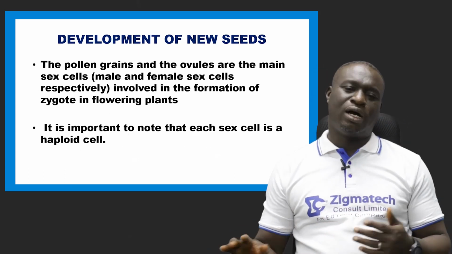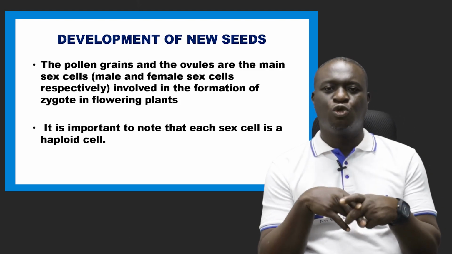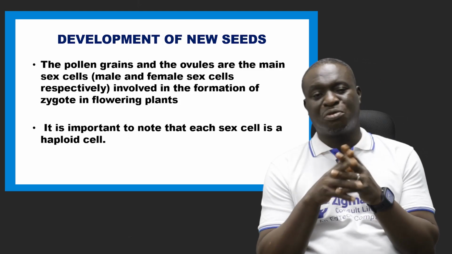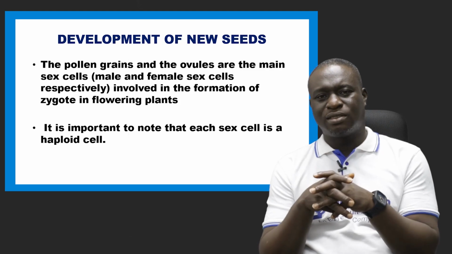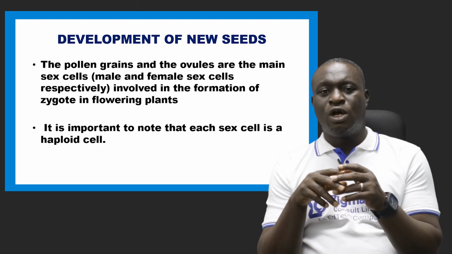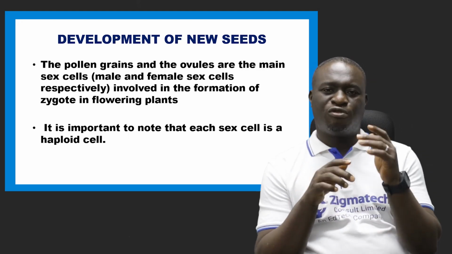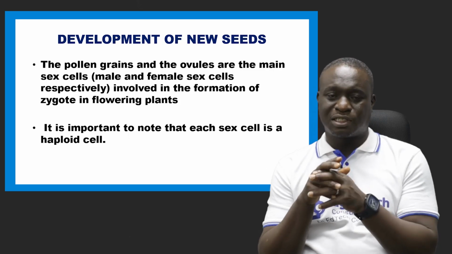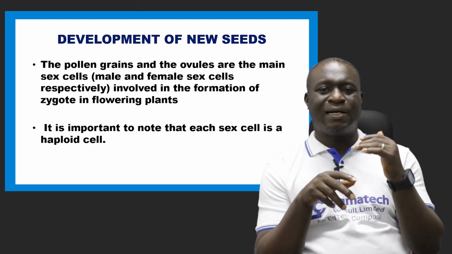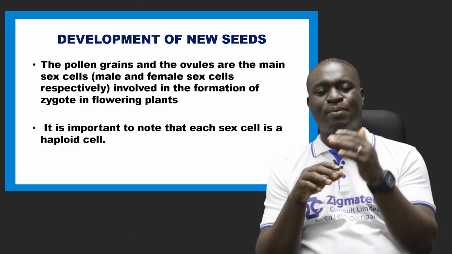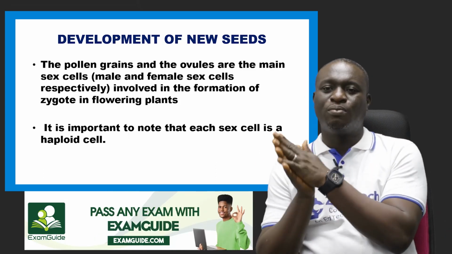So let's move to the first thing we're going to be looking at, which is development of new seeds. Remember, we said something about reproduction in plants and animals. We said that for sexual reproduction to take place, there must be a production of what we call gametes or sex cells. In humans, we said the sex cells include the sperm cell, which is from the male, and then we have the egg cell, which is from the female.